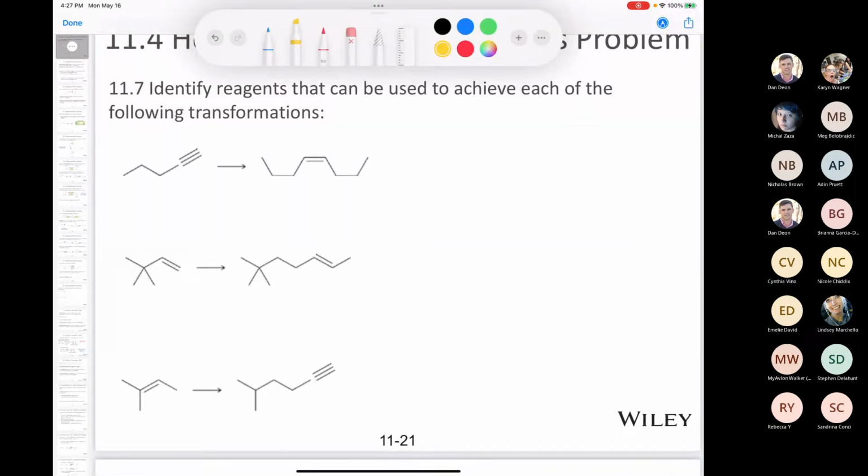This is question 11.7. This first one, maybe we'll just do the first couple of them. Then we'll talk about retrosynthesis for a minute. All right, identify reagents. What's the first thing we should do? Count the number of carbons. So we're going from 5 carbons to 8 carbons. So I've got to add 3. Did anybody give me an idea what a good first step would be here?